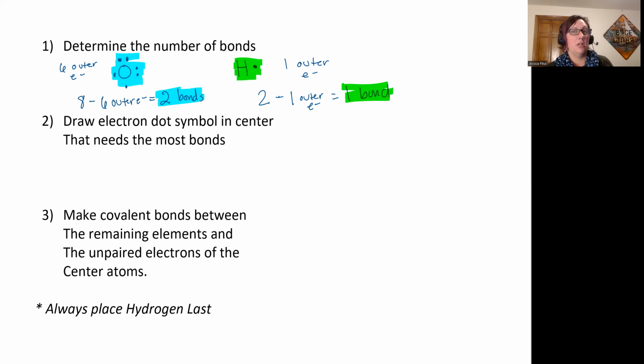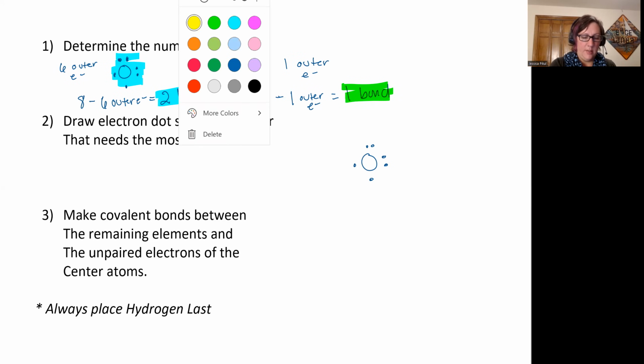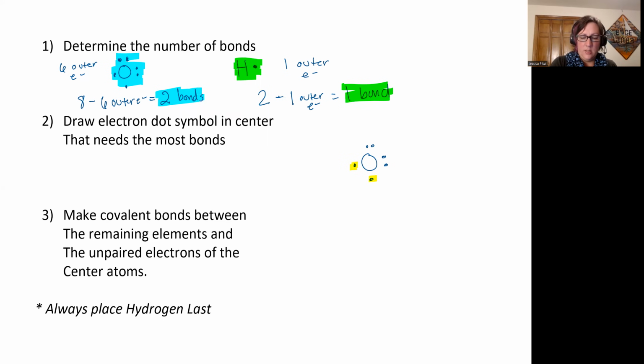All right, now I'm going to start constructing the actual structure. So it says to draw the electron dot symbol in the center that needs the most bonds. So comparing oxygen and hydrogen, oxygen needs 2, hydrogen needs 1. So I'm going to start with oxygen since it needs the most bonds to it. I'm going to write its electron dot symbol, and I'm going to think of this as the center of my molecule. Now I'm going to make covalent bonds between the remaining unpaired electrons, which I'll highlight real quick. So I've got 1 here and 1 here.